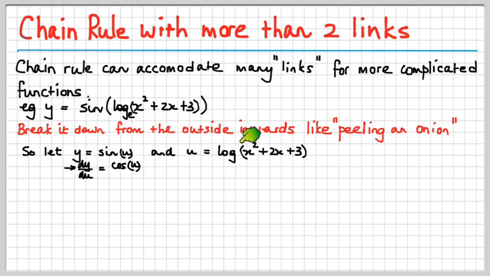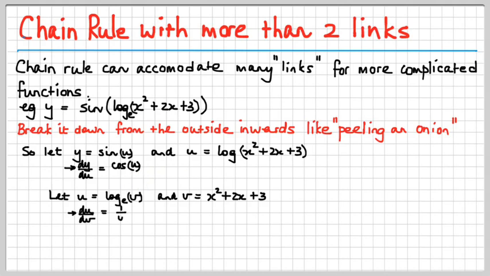Now let's operate on this beast over here and do another breaking down of that one. So we can say let u equal log of v, where v is this thingy. Now I think I've got it where I want it. Therefore du dv is 1 over v, because the derivative of log is 1 over. And then dv dx is that. It's nice and simple, isn't it?